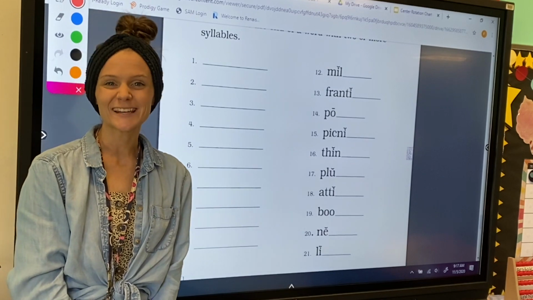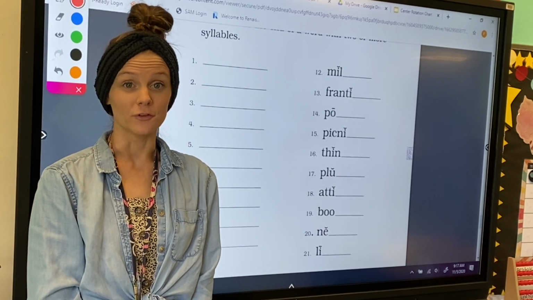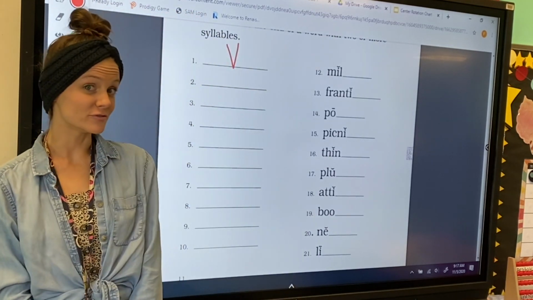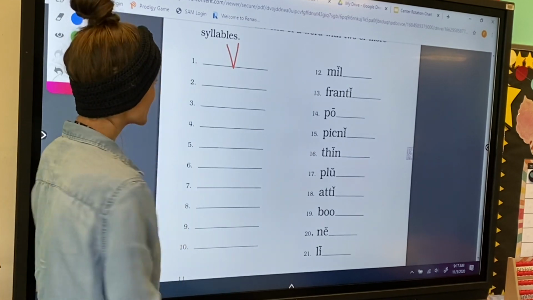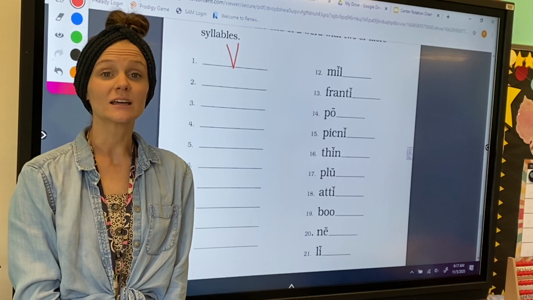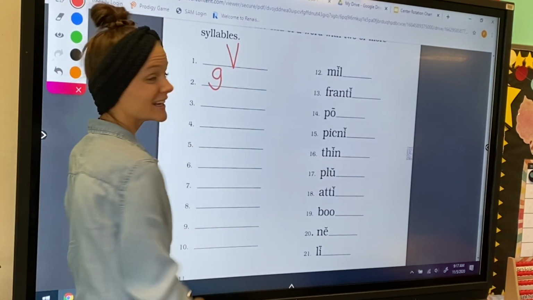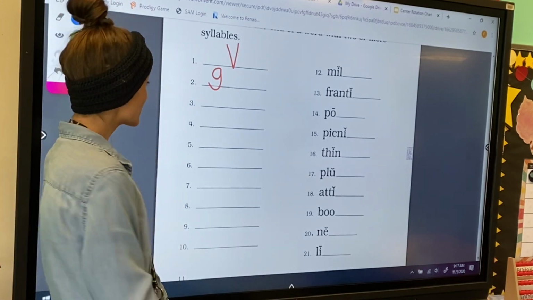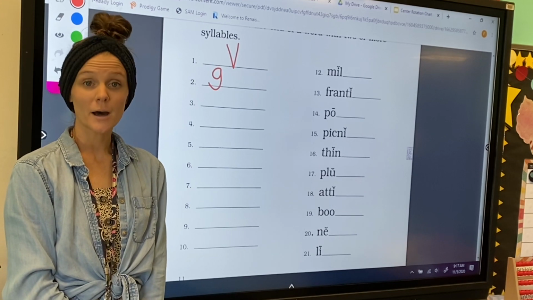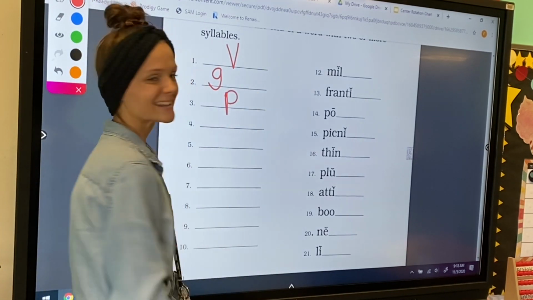For number 1, my letter sound is V. V. Yes, letter V makes the V sound. For number 2, my letter sound is G. G. Yes, letter G makes the G sound. For number 3, my letter sound is P. P. So I'm writing letter P.